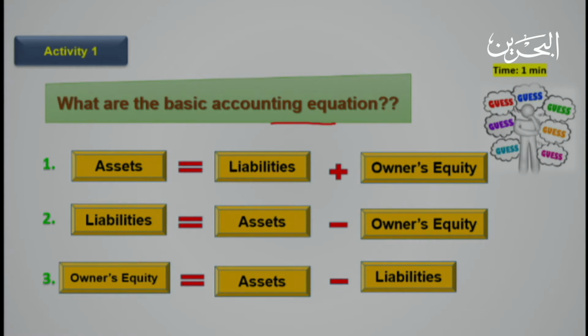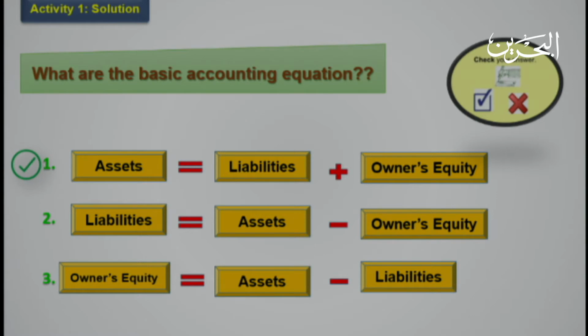Now, let us see the right answer. The first equation is the right answer. The first equation consists of the assets being equal to the liabilities, and I add to it the owner's equity of the company to get the assets.